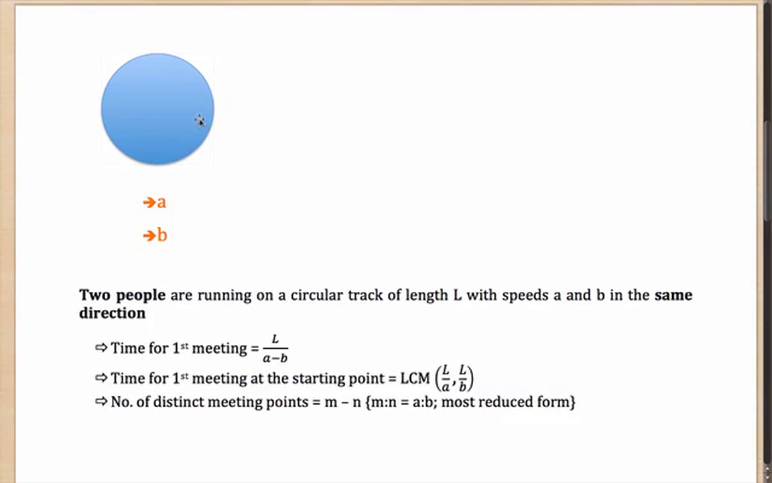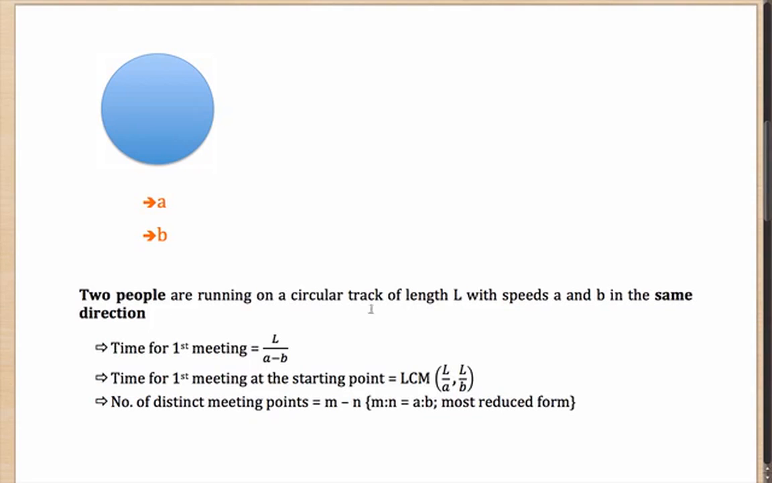Let's say this is your circular track. A and B are running with speeds A and B in the same direction. By the same direction, I mean that both of them are going clockwise. Or sorry, in this case, both of them are going anti-clockwise.